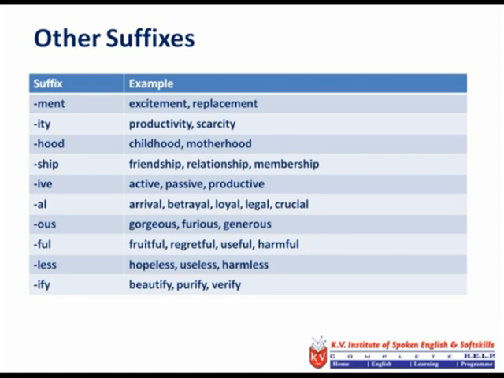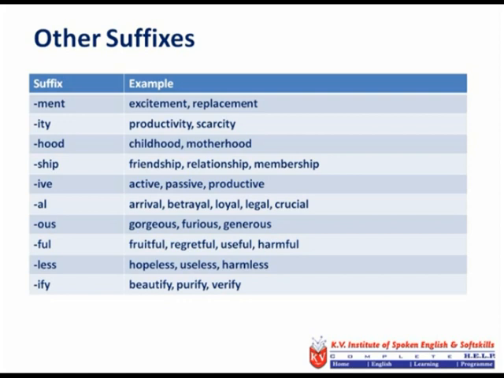Ive: active, passive, productive. Al: arrival, betrayal, loyal, legal, crucial. Ous form. It can be used in gorgeous, furious, generous. Ful, which can be used in fruitful, regretful, useful, harmful. Less: hopeless, useless, harmless. Ify, which can be used in beautify, purify, verify.